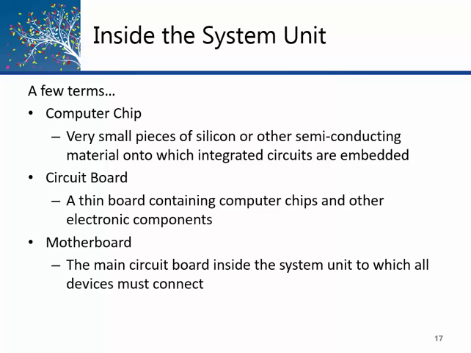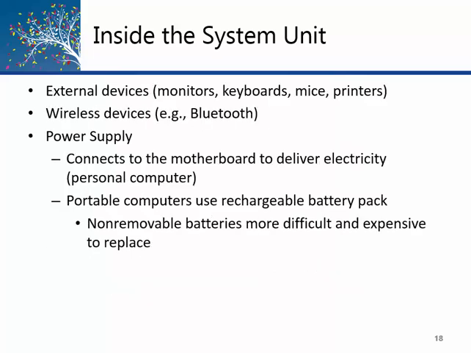So just a few terms. A computer chip means a piece of silicon that has some transistors which are able to hold ones and zeros and switch ones from zeros and zeros for one built onto the chip. Circuit board is the board that has the chips on them. The motherboard is the great big circuit board that fits inside your system unit that everything plugs into the motherboard.